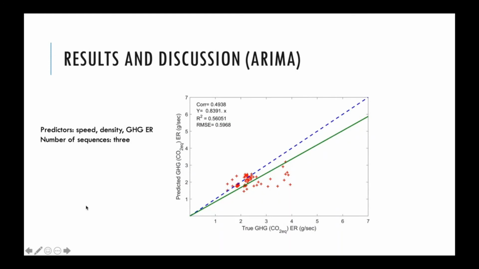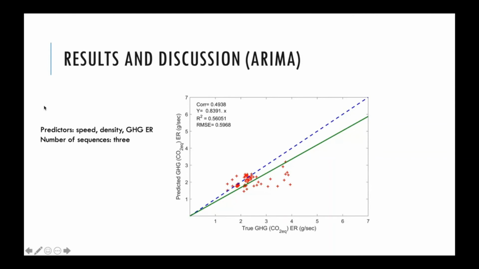Moving to the results of the first predictive model, which was ARIMA, a statistical approach. It is important to note that for this model we used the top 3 highly correlated variables: speed, density, and greenhouse gas emission rate. Number of sequences was 3. As you can see in this figure, these are the results and discussion for the first model.